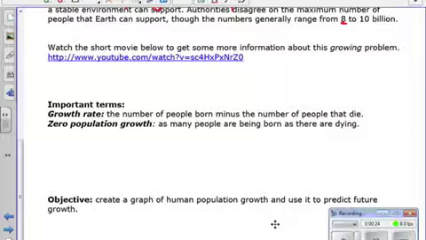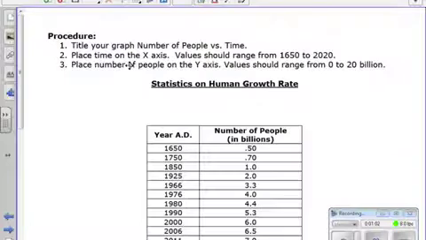An important term here is growth rate. Growth rate is the number of people born minus the number of people that die. If more people are born than people that die, then our population increases. Zero population growth means there are as many people being born as there are dying. Alright? So let's move on to the activity in which we'll graph our population size.